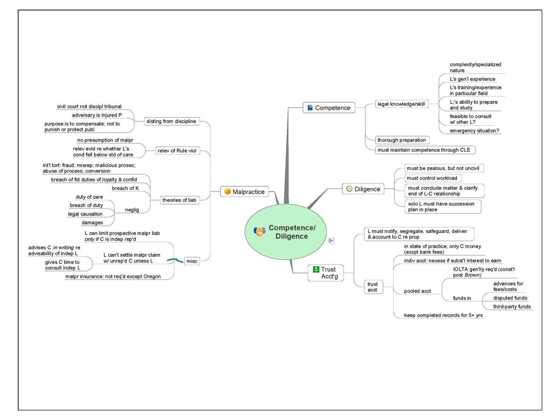Suppose a lawyer has committed malpractice. Can the lawyer settle the malpractice claim with a client? Yes, but can't settle the claim with an unrepresented client unless the lawyer jumps through 2 hoops. Hoop 1, he advises the client in writing of the advisability of seeking independent counsel and gives the client time to consult that independent lawyer.